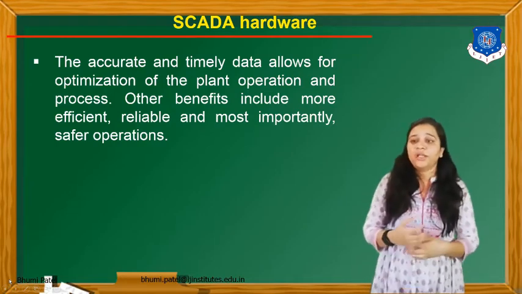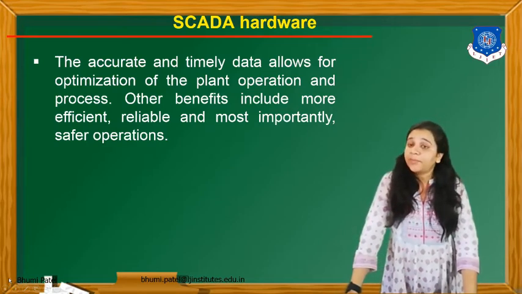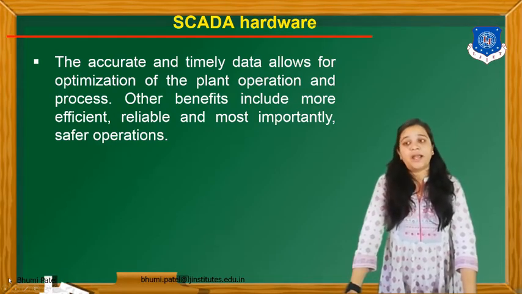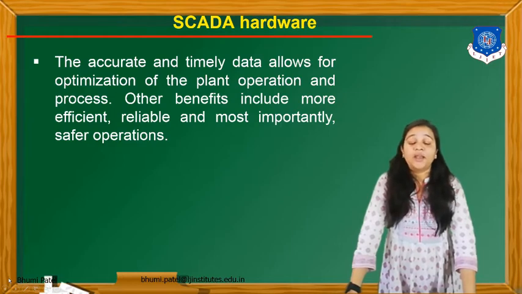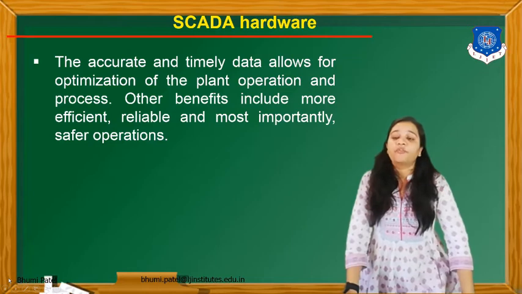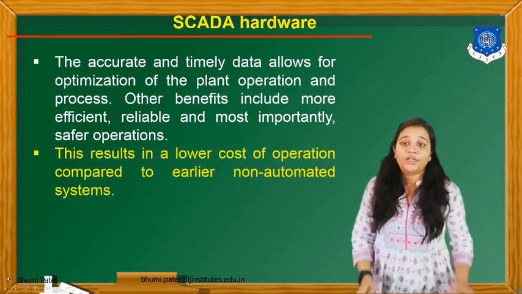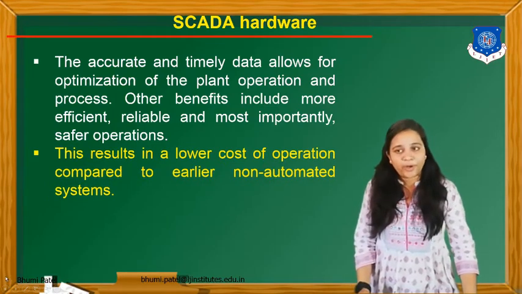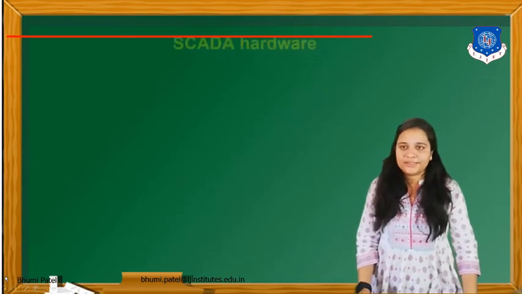You have done the PLC programming, so you have to know about the logic, but the other person does not know what is the logic behind this program. So using the master screen, they will actually identify that the plant performs this type of programming, we can get this type of output, and the operation is very safe. So this results in a lower cost of operation compared to the earlier non-automated system.